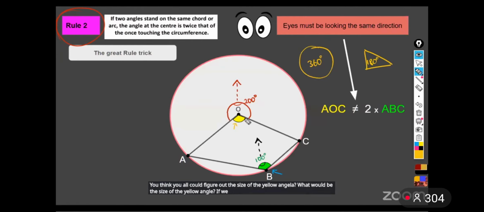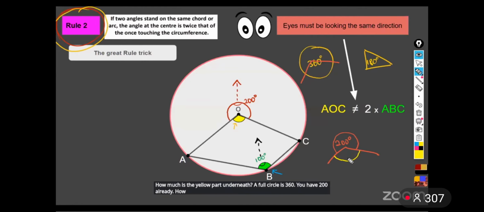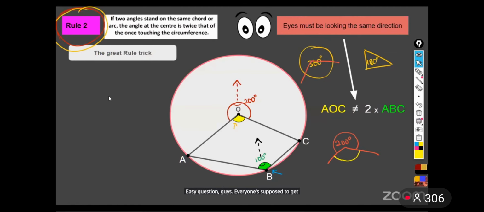If we just reason out using rule 2 that the red angle is 200, and a full circle is 360 degrees, if you have a full circle and this piece is 200, how much is the yellow part underneath? A full circle is 360. You have 200 already. How much is the yellow portion? Easy question, guys. Everyone's supposed to get a correct from here. Right?